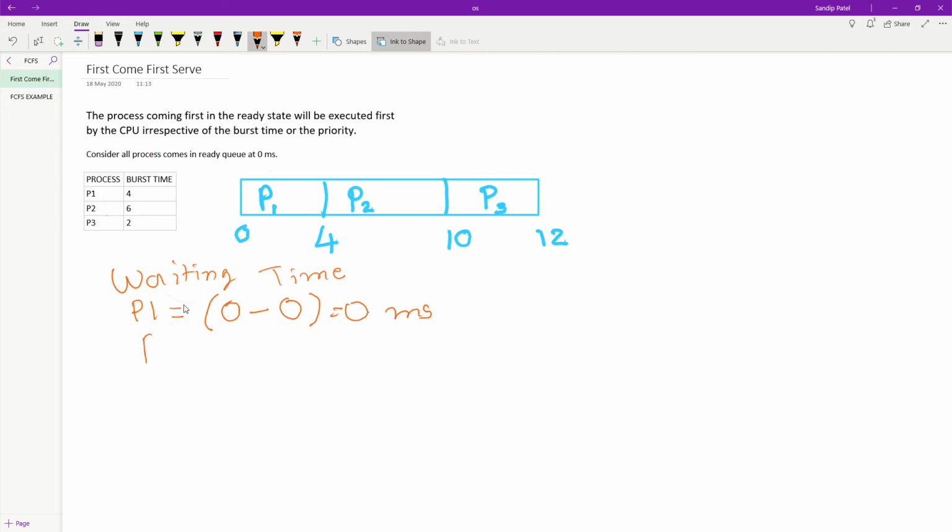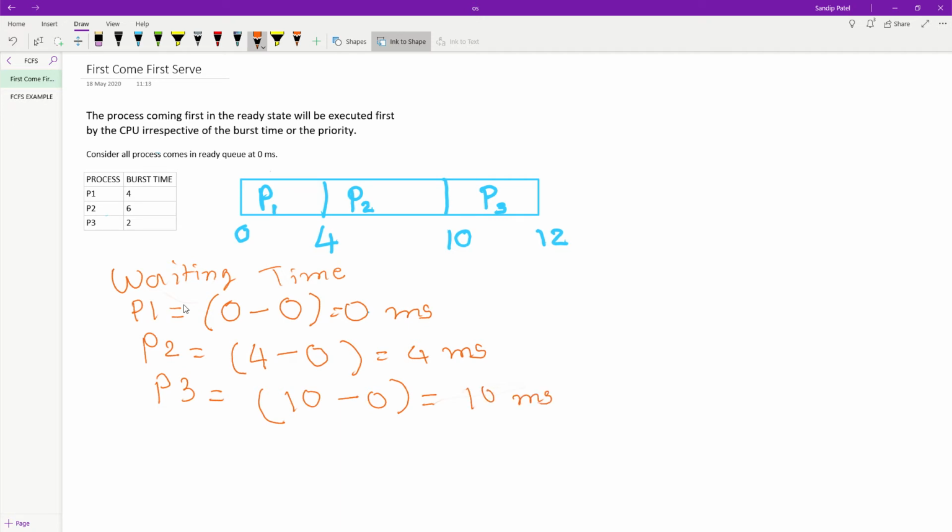For the waiting time for P2, the first response is generated at 4 millisecond and it arrives at 0 millisecond. So the waiting time for P2 is 4 millisecond. And the waiting time for P3 is equal to first response generated at 10 millisecond, and it arrives at 0 millisecond obviously. So it is a 10 millisecond waiting time.